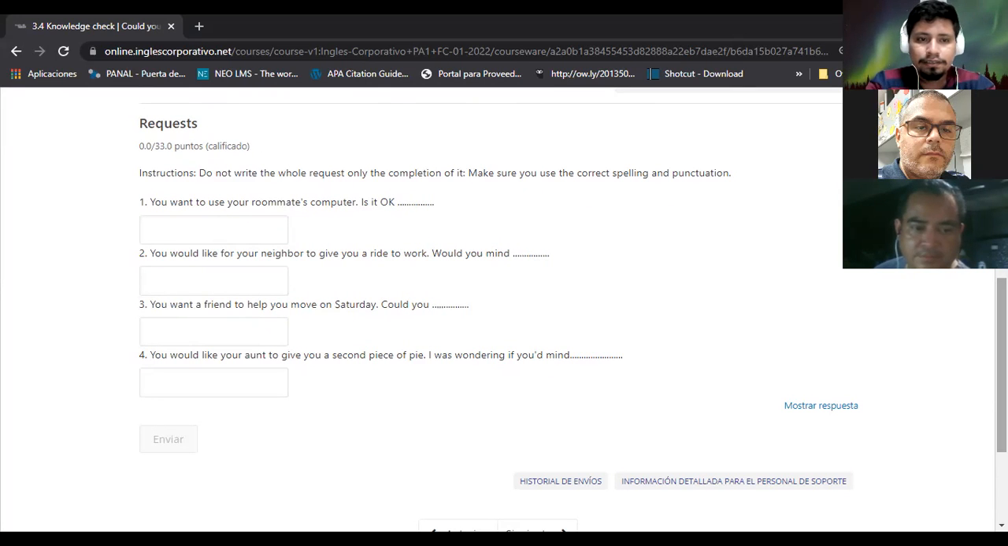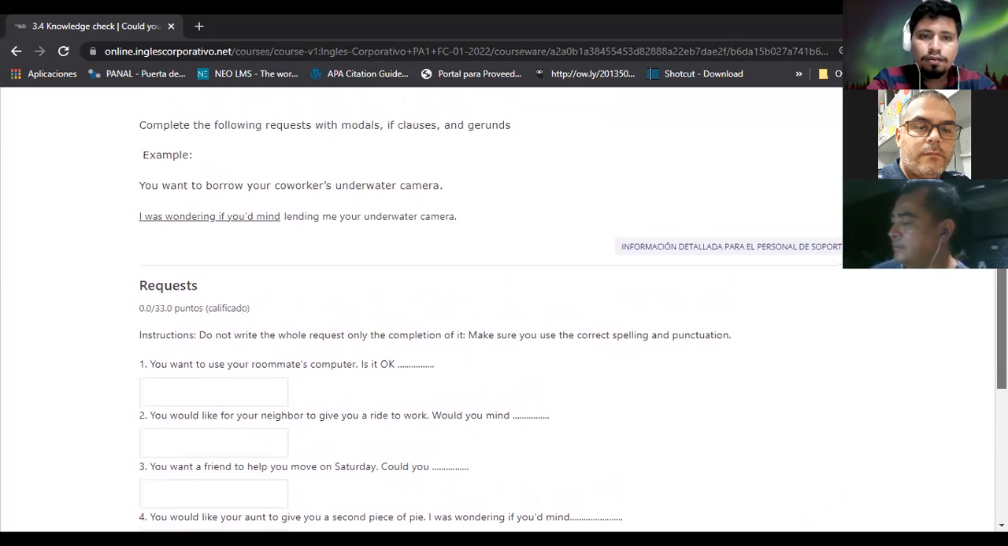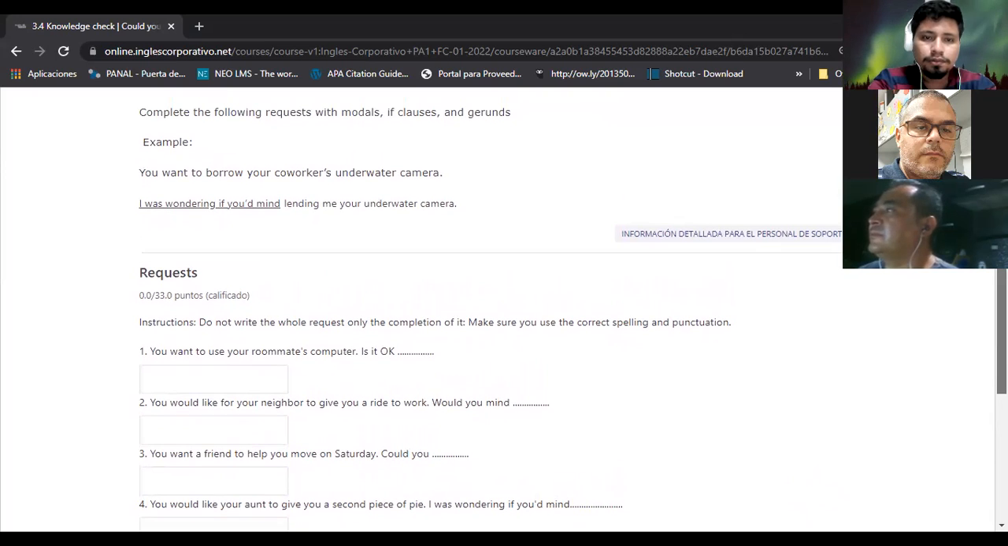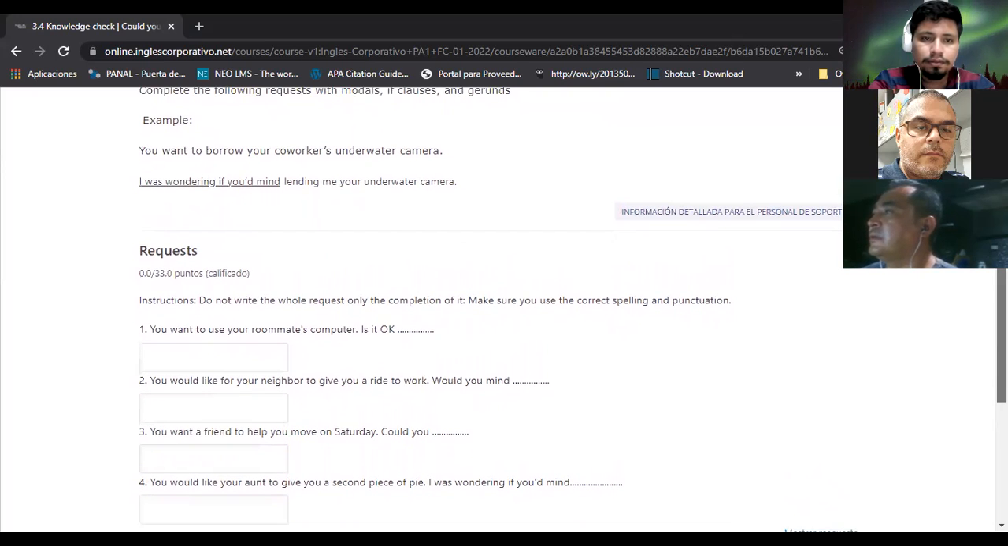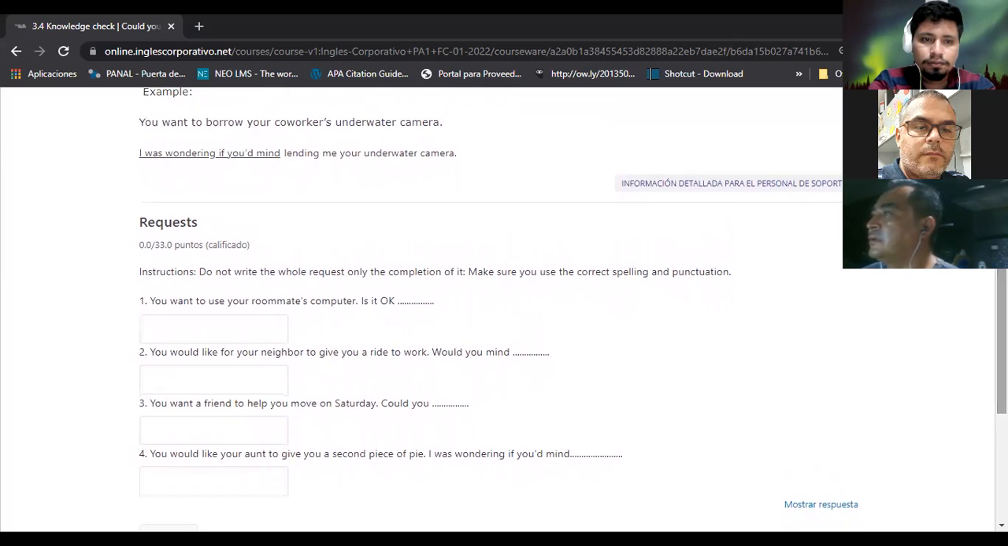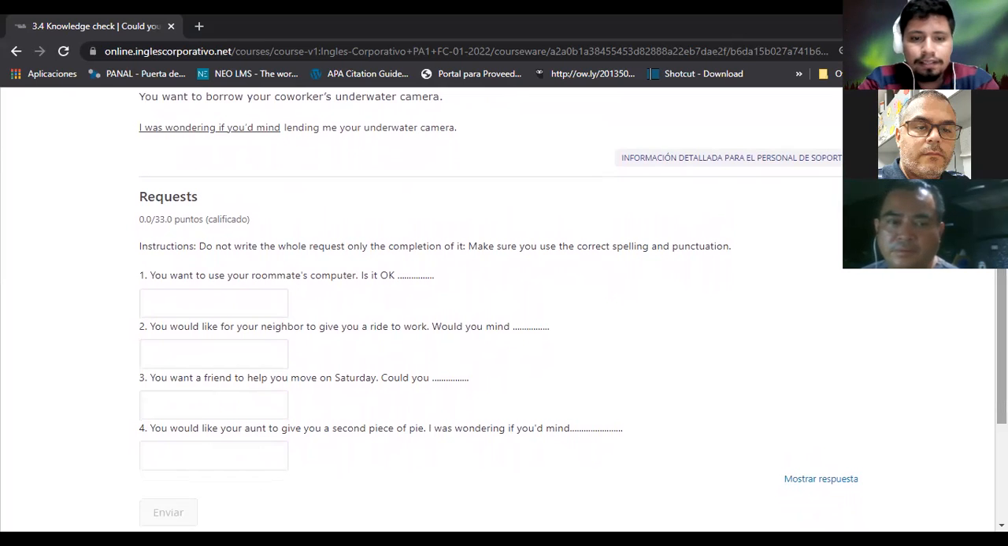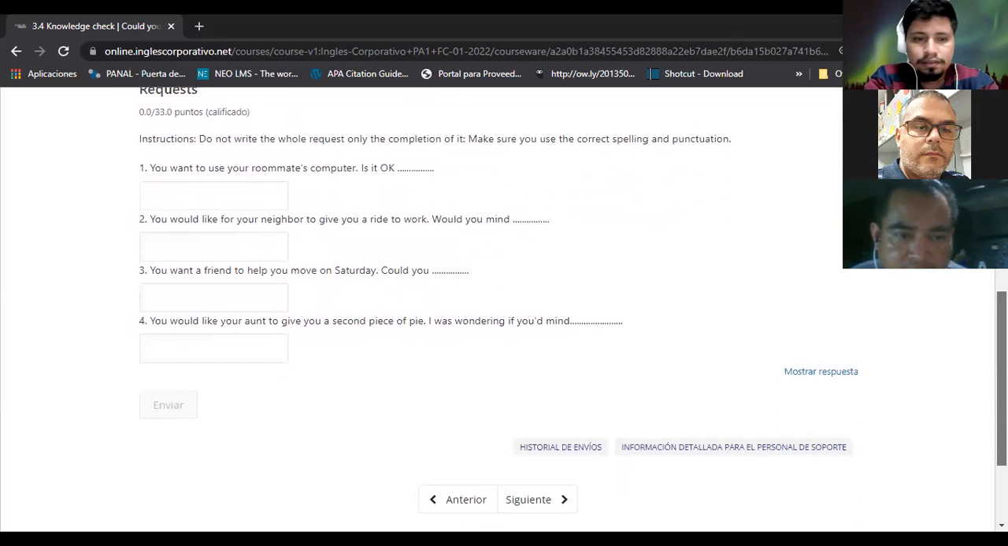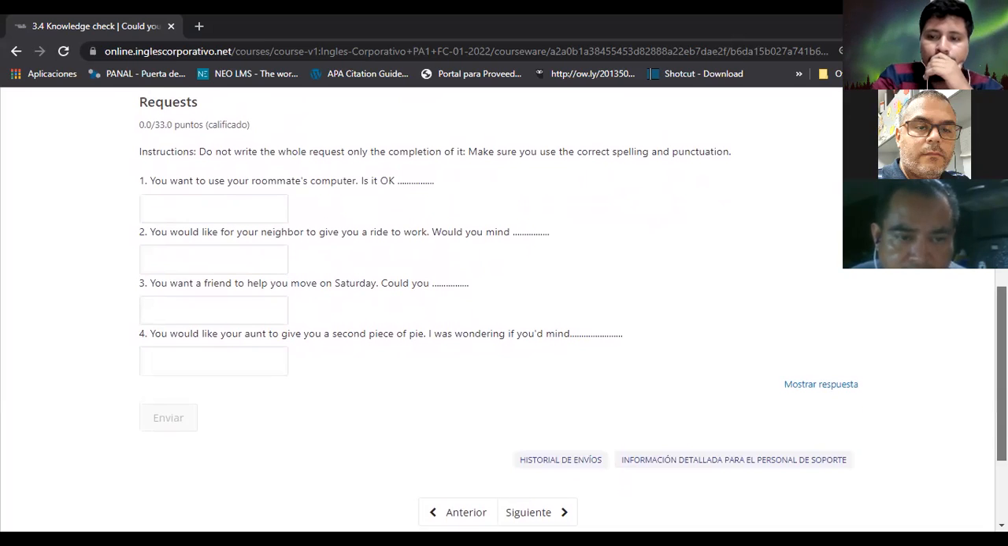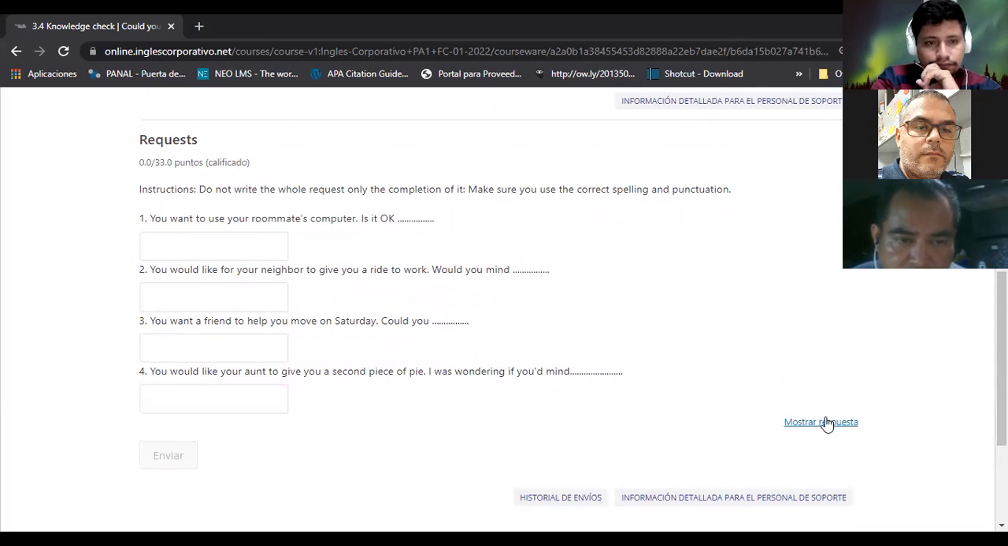Okay, the instruction says complete the following clauses. You want to borrow your co-worker's camera. Okay, you will have an idea. It says you would like your aunt to give you a second piece of pie. I was wondering if you mind. What are the options that you have? In the first one, I try to put in it is okay if I use your roommate's computer.